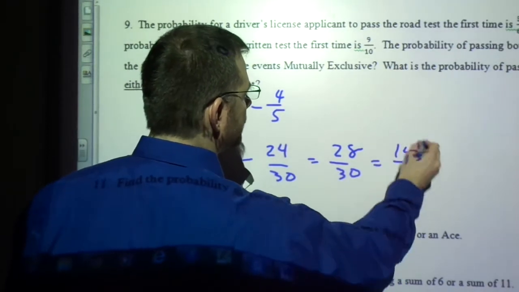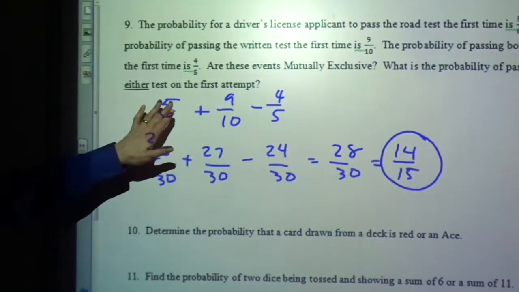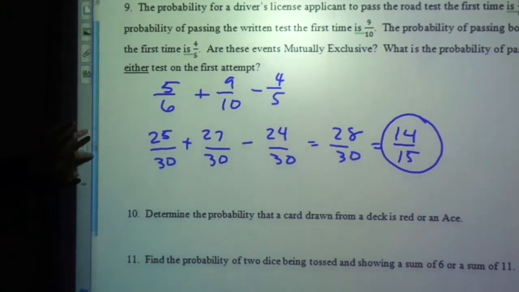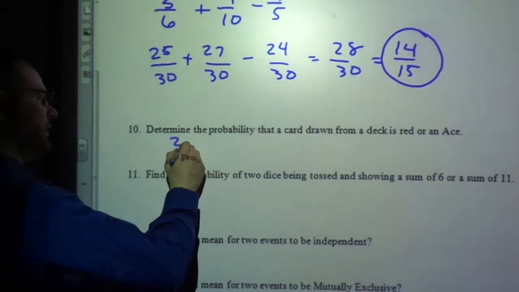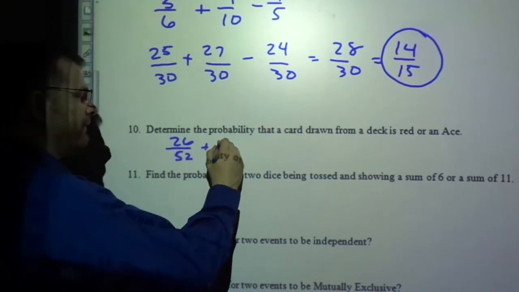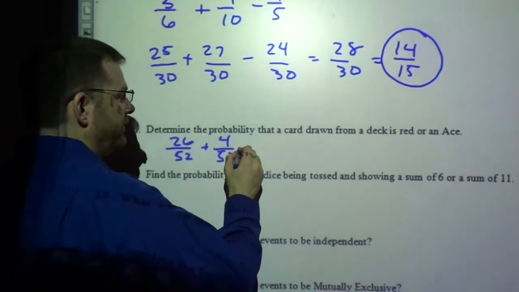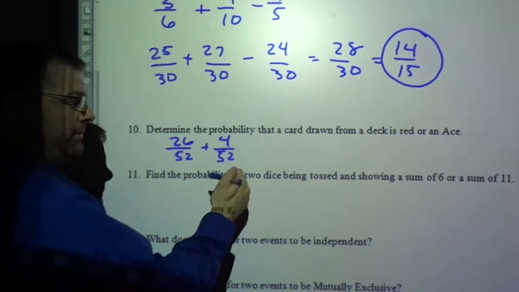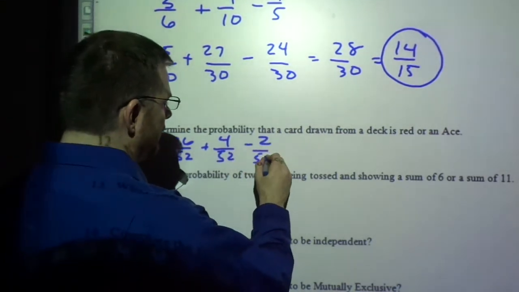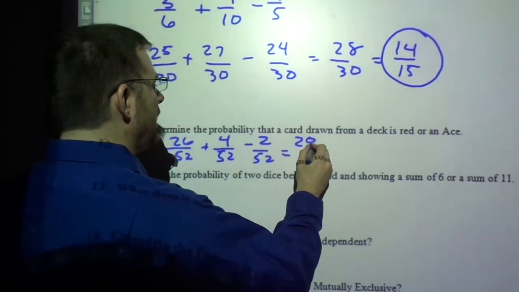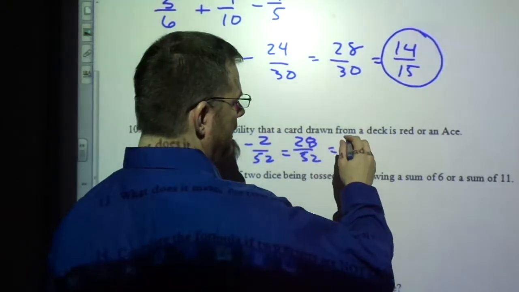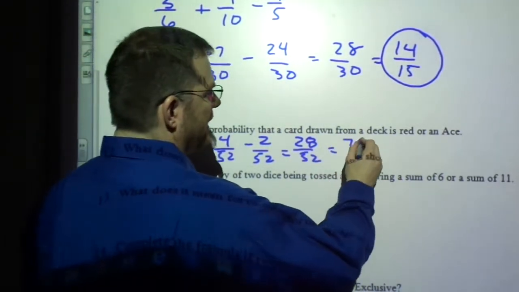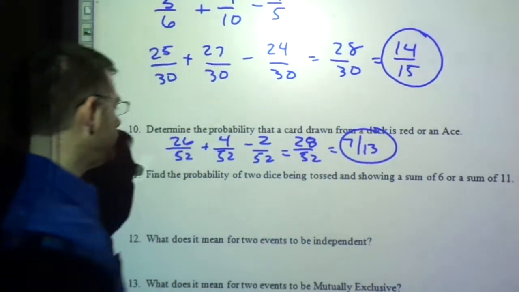This is A plus B minus the overlap. Probability a card is a red or an ace. Well, we've got 26 reds. We've got 4 aces. But we've already counted the ace of hearts, ace of diamonds. Those are overlaps, so we'll subtract the overlap. And that is 28 out of 52, which reduces, if we divide these by 4, to 7 out of 13.